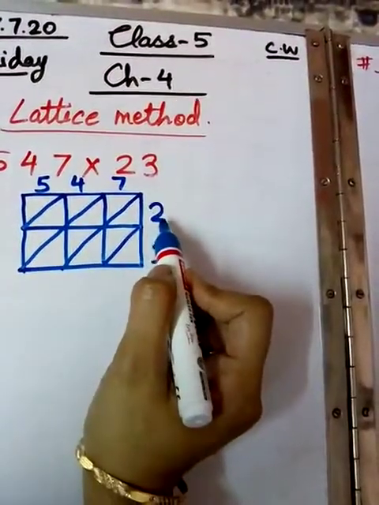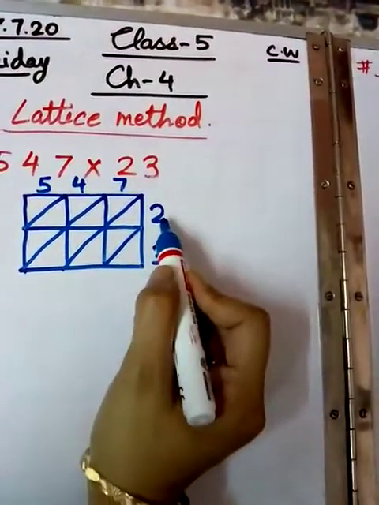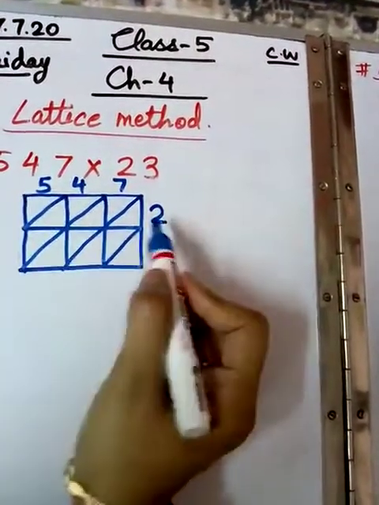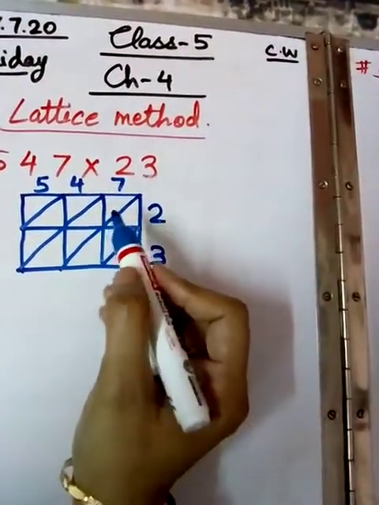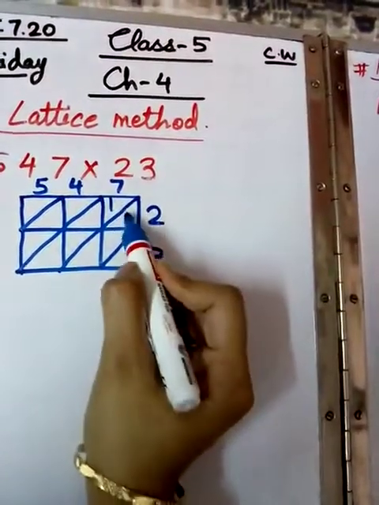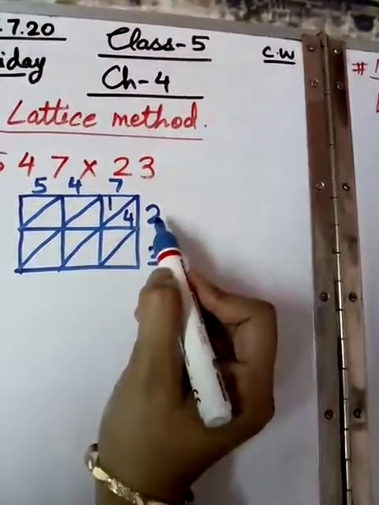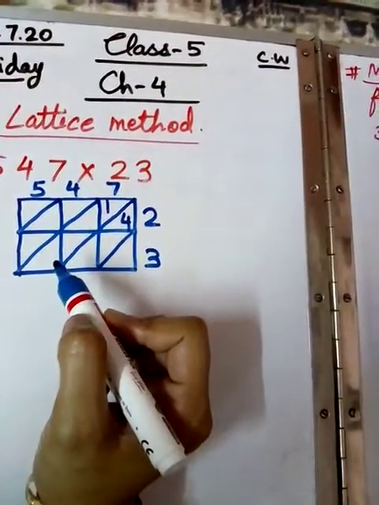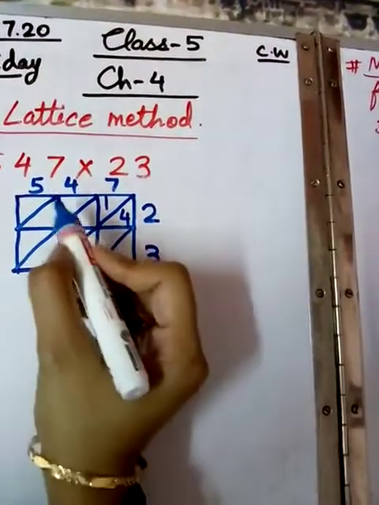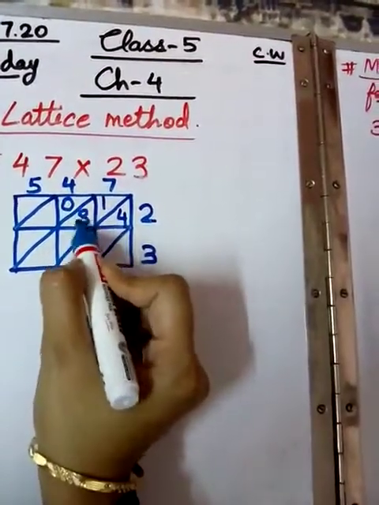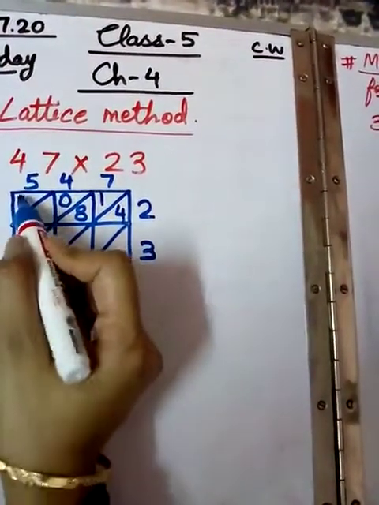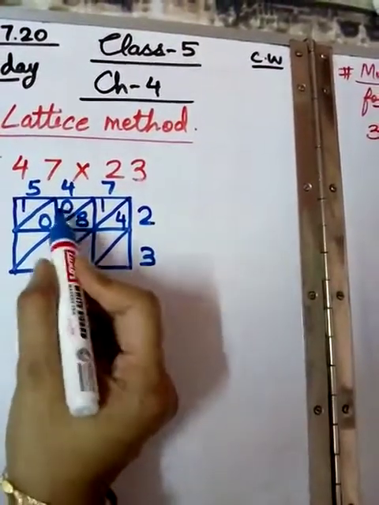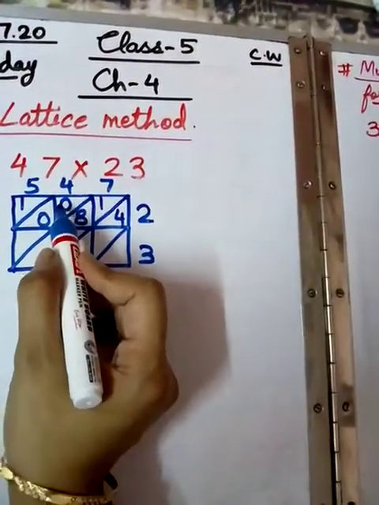Let us start with the first number, that is 2. The multiplier 2 will multiply 7, 4 and 5. 2 7s are 14, so 1 tens, 4 ones. 2 4s are 8. 8 is a 1-digit number, so we can write it as 08, 0 tens, 8 ones. 2 5s are 10. So remember, for a 1-digit number you will place 0 at the tens place.